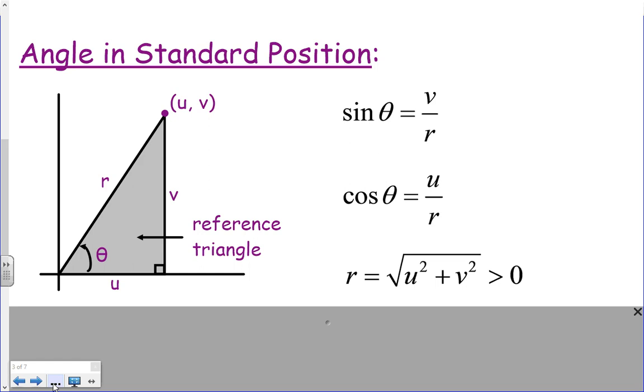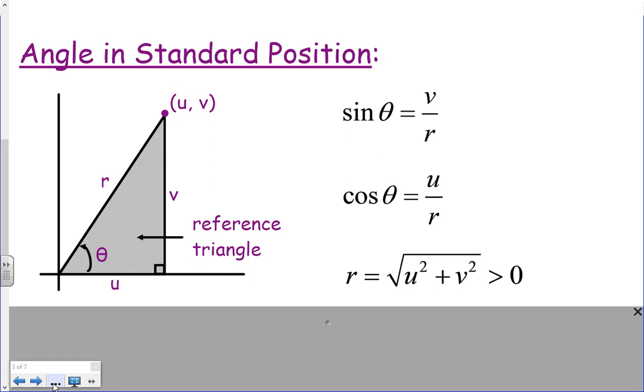And now if I use those names instead of adjacent and opposite and hypotenuse, but rather now I use u and v, and instead of calling the hypotenuse here, we're going to measure that distance and call it r, I can now use those replacements for adjacent, opposite, and hypotenuse. So the sine of theta, instead of being equal to the opposite over the hypotenuse, now becomes v over r. And the cosine of theta, instead of being adjacent over the hypotenuse, now becomes u over r.